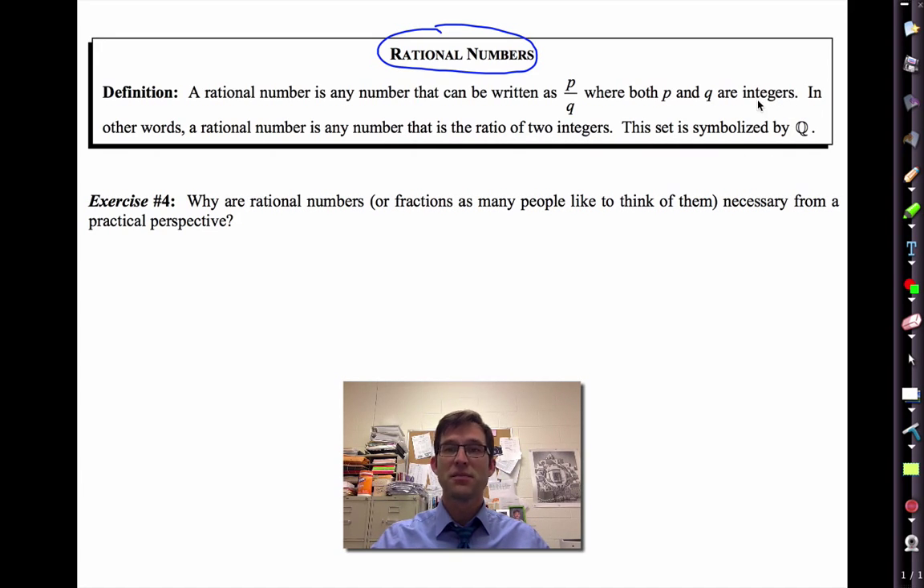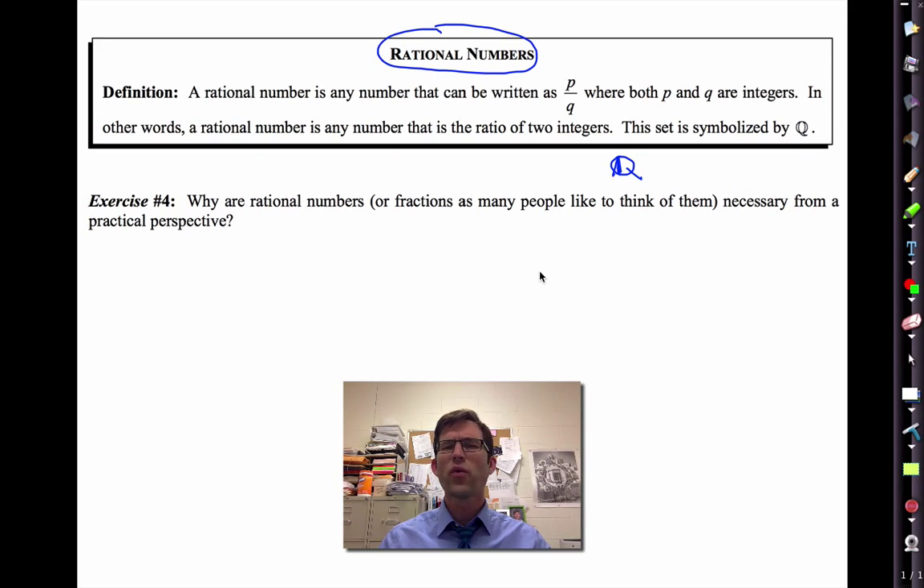This set is symbolized by the Q. Again, it's got that double strike through. All right, know the symbols. These are important symbols. I expect my students to know them, so make sure that you memorize them.